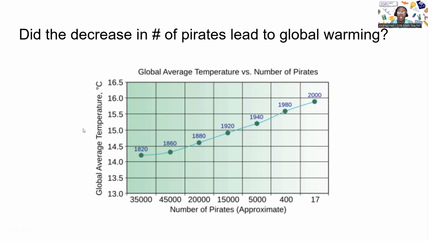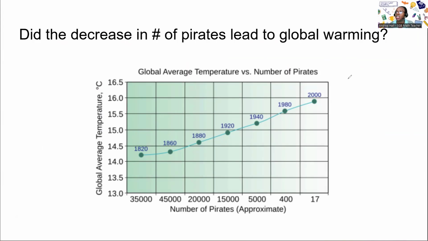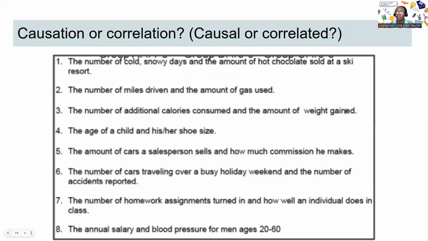There is a correlation, but it's definitely not a causation. So the answer for this, in case you didn't know, is no. There's a third party involved here. Definitely not a causation, just a correlation. So that's an example of where you would see a correlation but no causation.